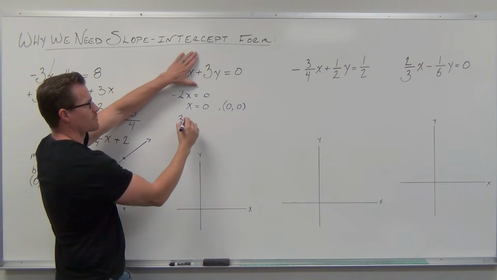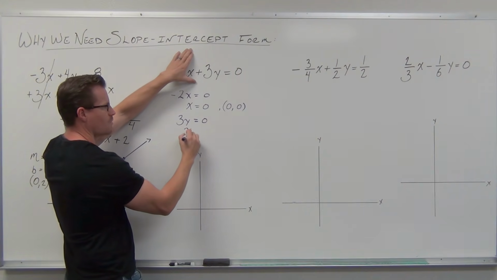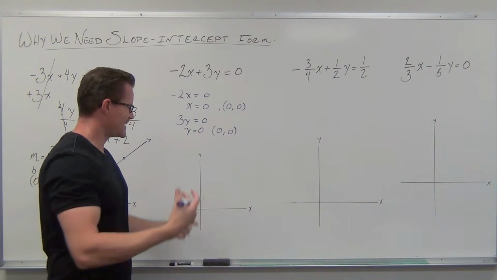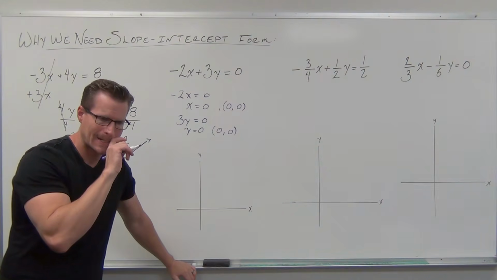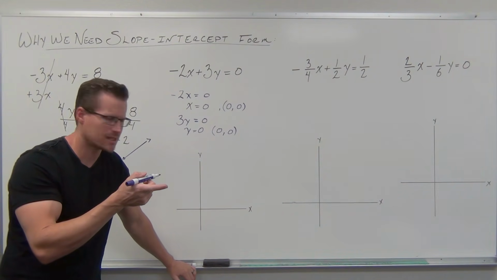Cover up the x, we get 3y equals 0. That basically plugs in 0 for the x. We divide by 3, y equals 0. You go, awesome. 0, 0. That's nice. I only got to plot 1 point. Oh, crap, I only got 1. Wait a minute. How many points do you need to plot a line, to graph a line?